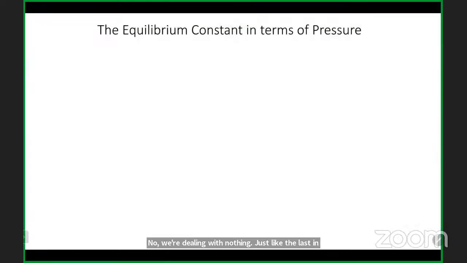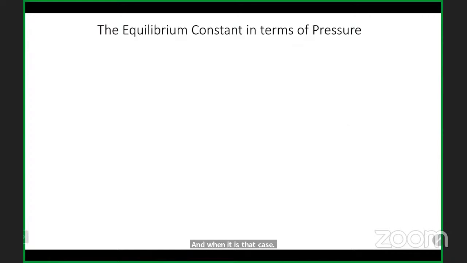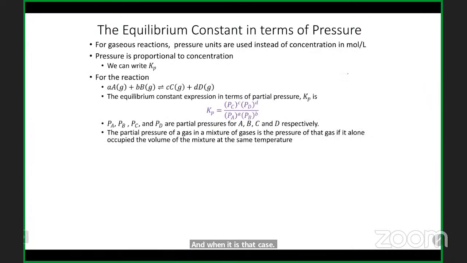When we're dealing with gases, just like in the last example, equilibrium constants can be expressed in terms of pressure, and we give it the symbol Kp. So if all our reactants are gaseous, which is what we'll be talking about.